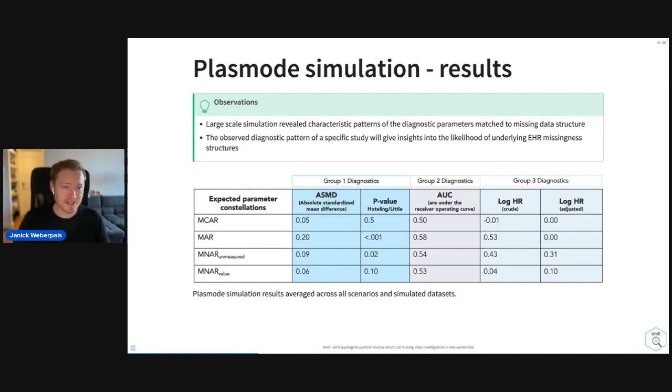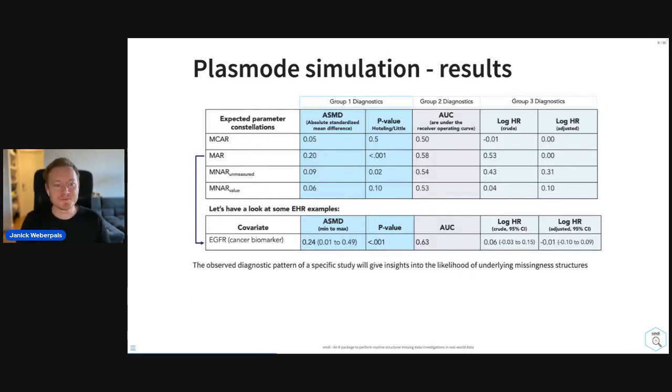And these kinds of large-scale simulations revealed that the assumptions we made were true, and that the combination of all 3 group diagnostics, but only as a combination, gave us a better idea about the underlying EHR missingness structures. So how could you now use that in a reproducible fashion in your real-world evidence study?